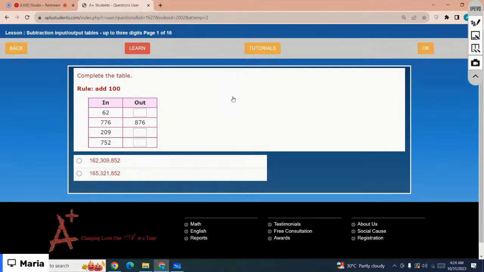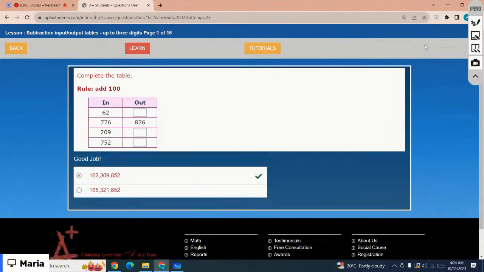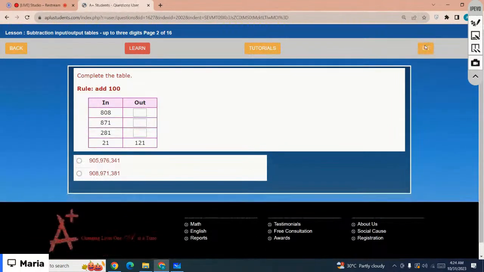Yes, that is 162, 309, 852. Option number 1 is the correct option. Very good, everyone. Okay, the next one is complete the table, add 100, which is the correct option?